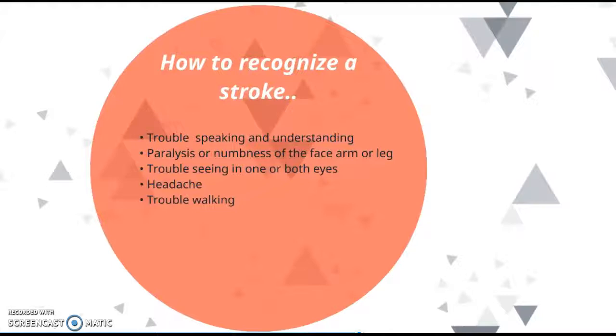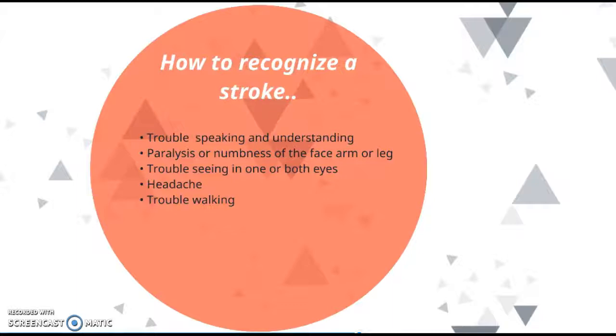There are 5 ways to recognize a stroke. The first is trouble with speaking or understanding. This includes experiencing confusion, slurred words, or difficulty understanding speech. The second is paralysis or numbness to the face, arms, or legs.